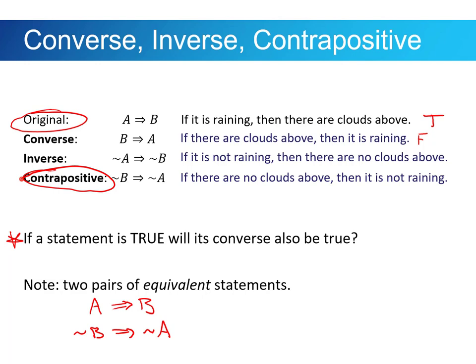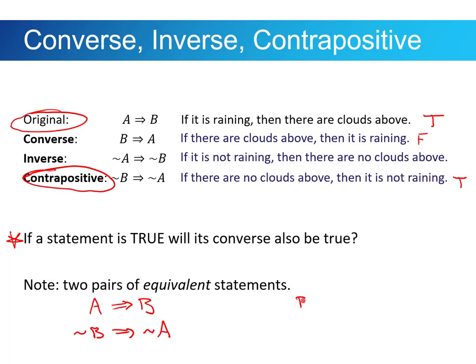Let's see this. Is the contrapositive true? Let's read it out loud. If there are no clouds above, then it is not raining. Oh yeah, that's true. And is that really equivalent to the original? The original says, if it's raining, then there are clouds. So what do I know? If there are no clouds above, then according to my original statement, there can't be any rain, right? It can't be raining. So whenever the original is true, then the contrapositive is true.